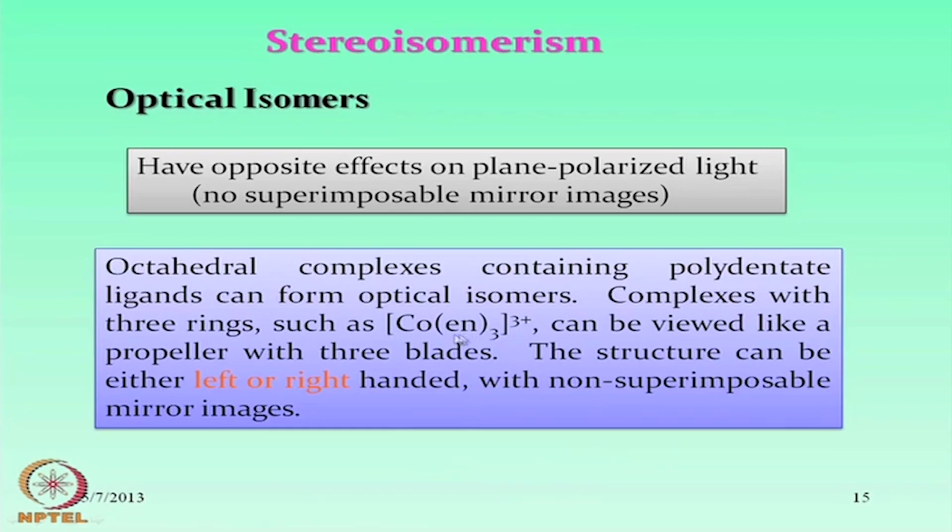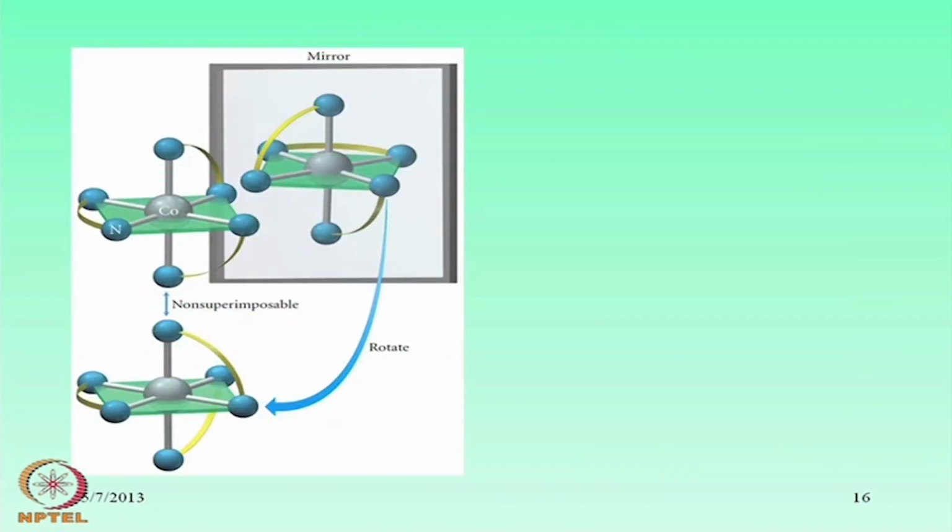So when tris ethylene diamine cobalt 3 is viewed through these three blades, the structure can either be left or right-handed, with their non-superimposable mirror image. When it is left-handed, we name it as one particular isomer. When it is right-handed, we name it as the other isomer. So if we consider these arrangements, left-handed and right-handed, it can also be considered as the corresponding helicity. So the helicities are all different.